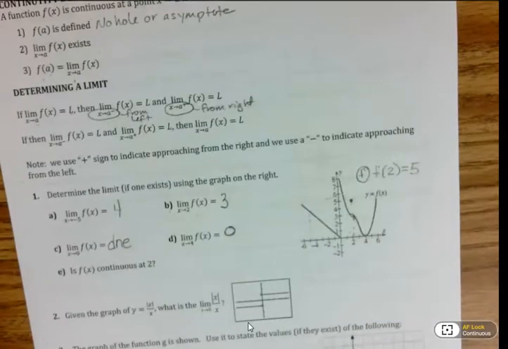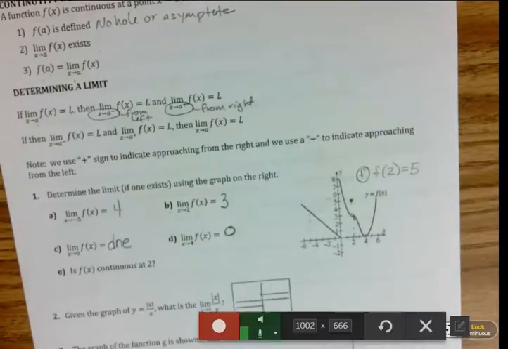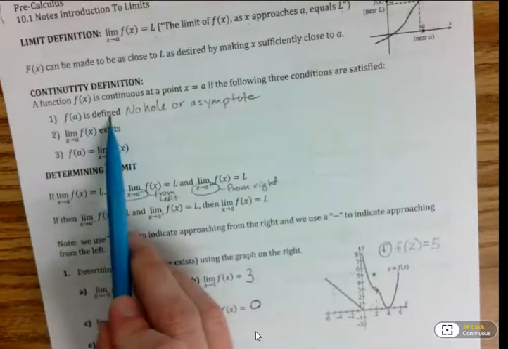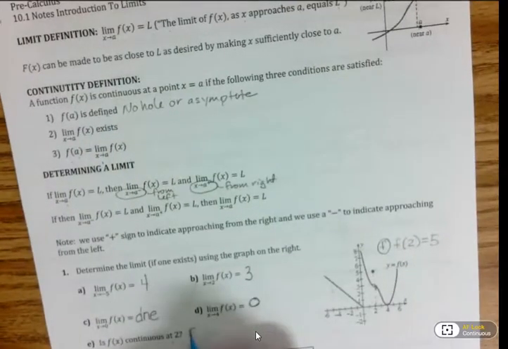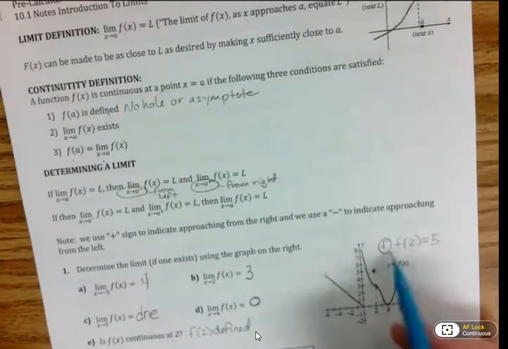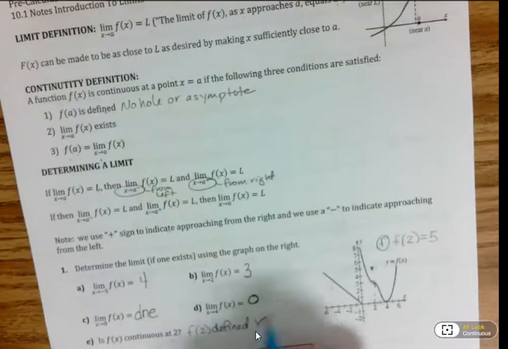Okay, and then E says, is f of x continuous at 2? Oh, sorry. Okay, we're back. So continuous, we have to look at the 3-part definition. So first of all, is f of 2 defined? Okay? F of 2, is it defined? Yes or no? It was over here, right? We said f of 2 is 5. So if f of 2 is defined, give yourself a check.